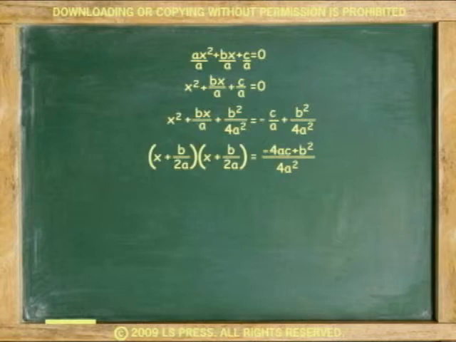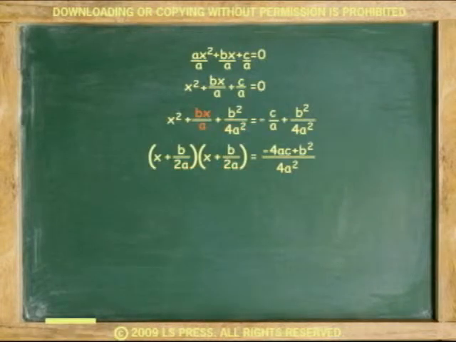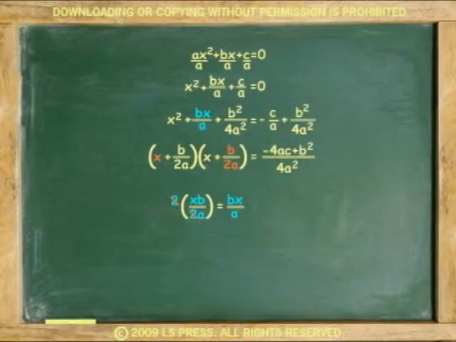Notice that the left-hand side of the equation was factored following the rules. First term, the square root of x squared is x. Last term, the square root of b squared is b, and the square root of 4a squared is 2a. Also, the middle term matches the addition of the multiplications of the inside and outside terms. Twice x times b over 2a equals bx over a.